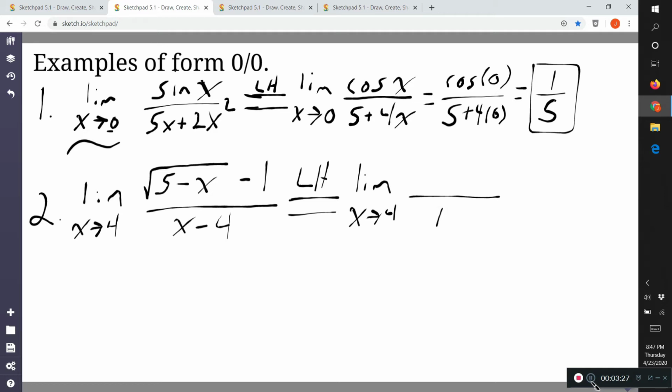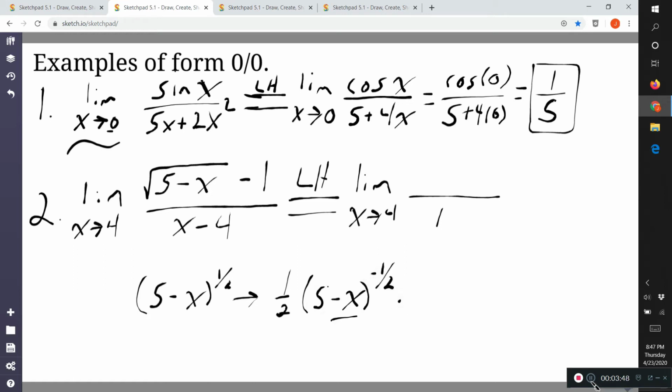But on the top, we have to apply a chain rule. So we can think of the square root of 5 minus x as 5 minus x to the 1/2, which means its derivative is going to be 1/2 times that quantity to the negative 1/2. Now we have to multiply by the derivative of the inside. The derivative of the inside is going to be negative 1. So on the top, I'm going to get negative 1/2 times the quantity 5 minus x to the negative 1/2.